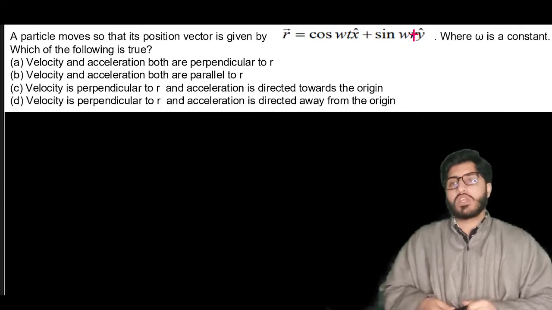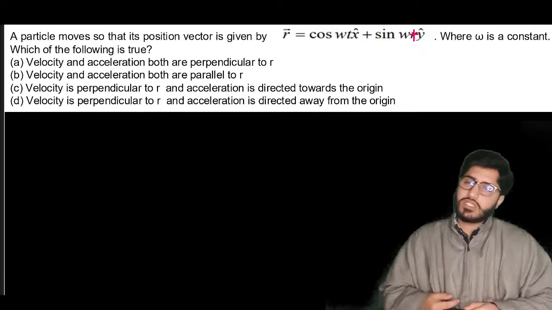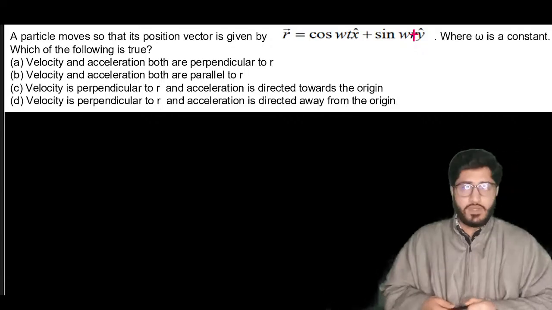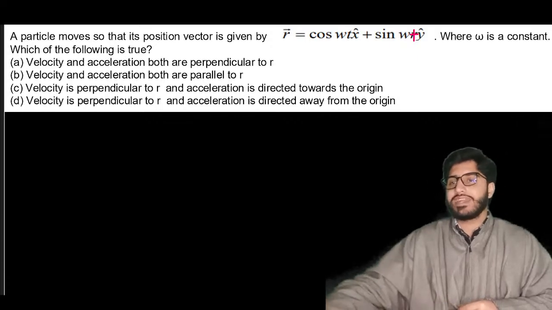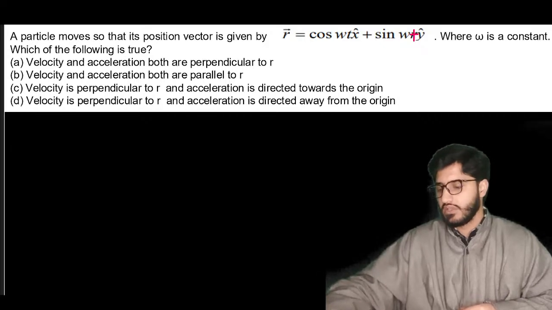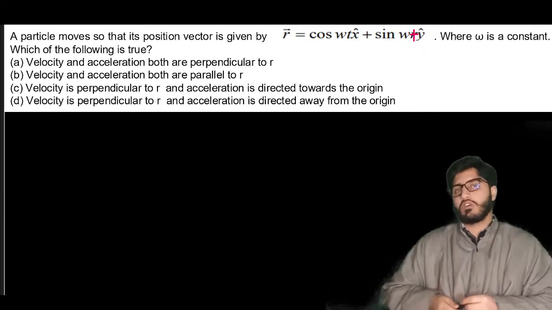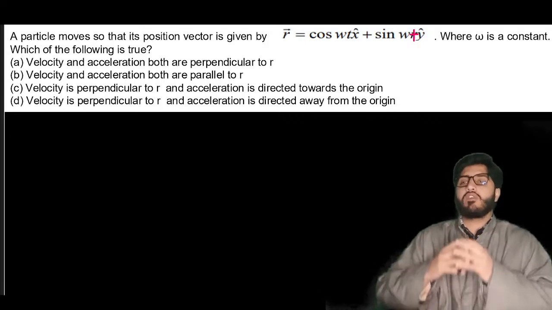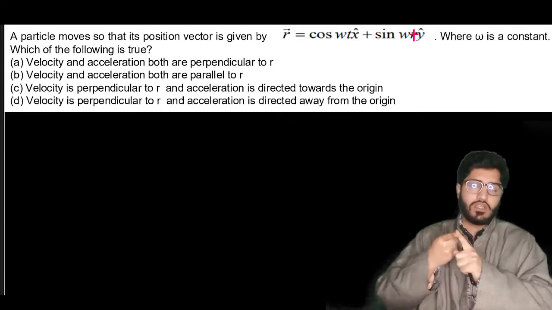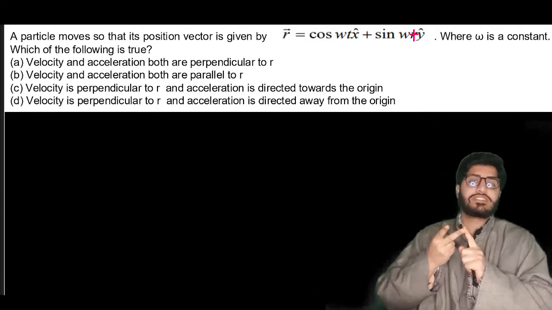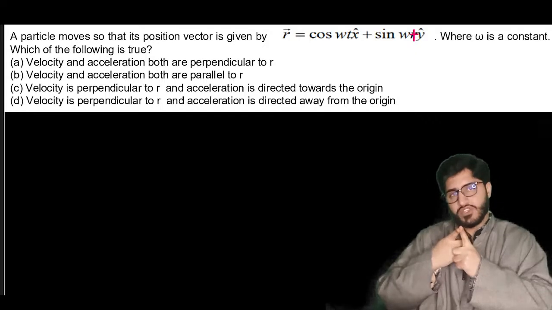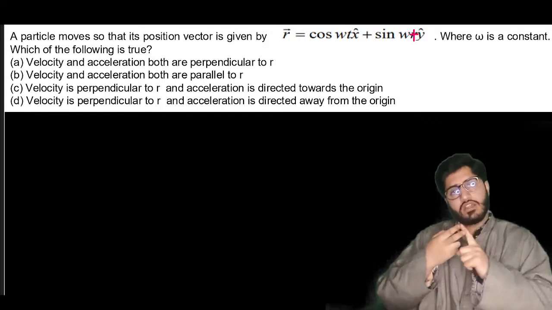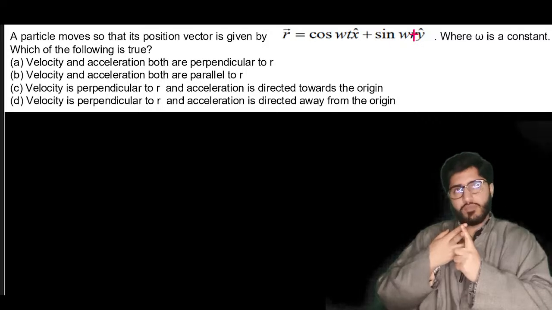Velocity and acceleration both are perpendicular to r. Velocity and acceleration both are parallel to r. Velocity is perpendicular to r and acceleration is directly towards the origin. Velocity is perpendicular to r and acceleration is directly away from the origin. By reading these four options, we got to know that we have to find velocity and acceleration. And what is given to us? Position is given to us. If I do one differentiation of position, I will get velocity. If I do two differentiations of position, I will get the acceleration.